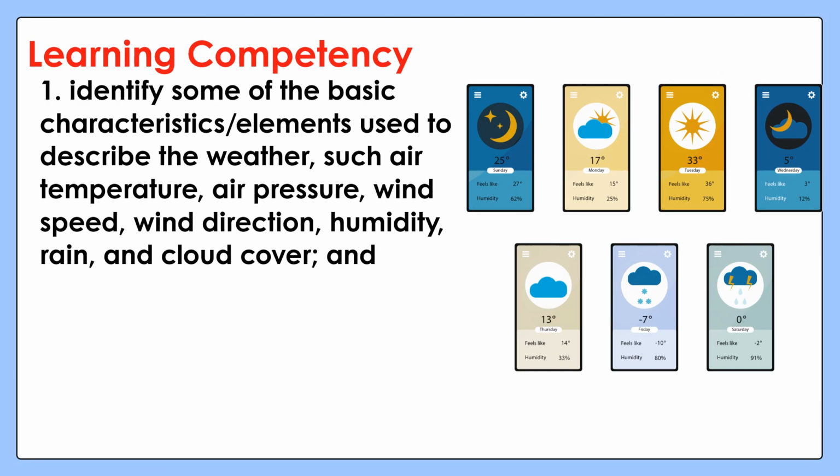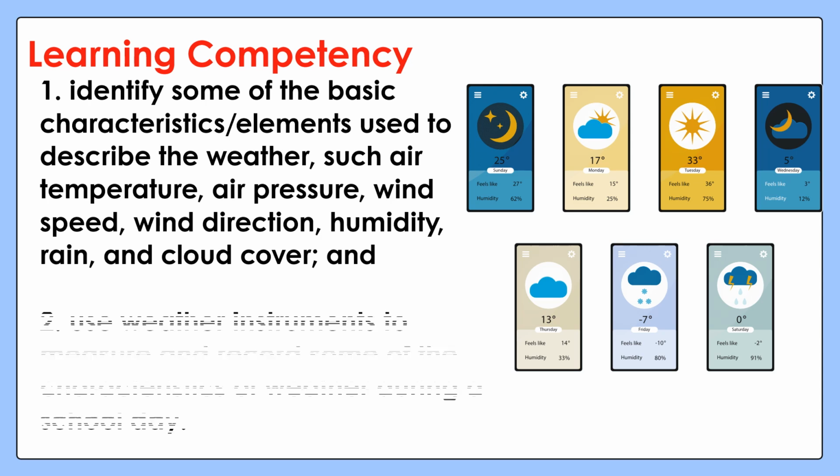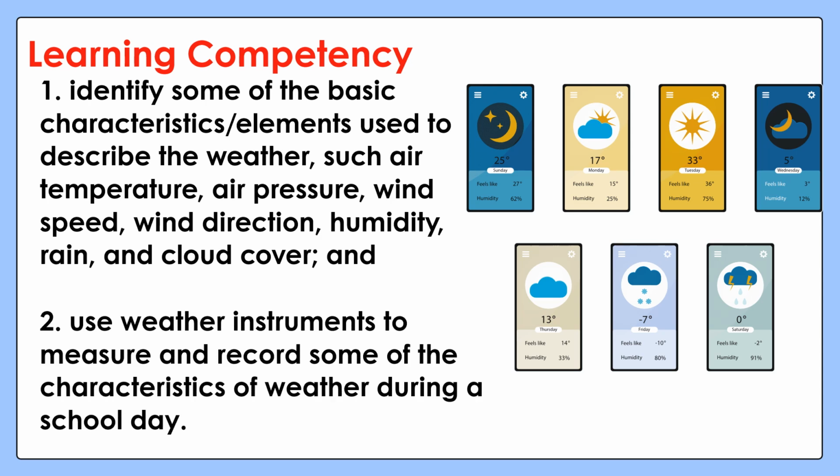Learning competency. First, identify some of the basic characteristics or elements used to describe the weather, such as air temperature, air pressure, wind speed, wind direction, humidity, rain, and cloud cover. And second, use weather instruments to measure and record some of the characteristics of weather during a school day.